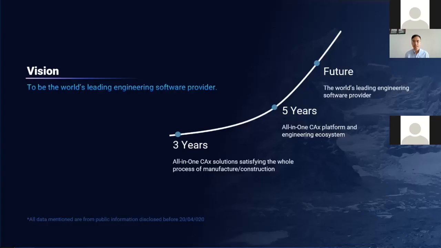You can see here, after 3 years, we aim for an all-in-one CAX solution that satisfies the whole process of manufacturing and construction. After 5 years, we will build an all-in-one CAX platform and engineering ecosystem in the future. So we aim to be the world-leading engineering software provider. This is our vision. We hope this day will come soon, so we can provide more options and better solutions to all of you.